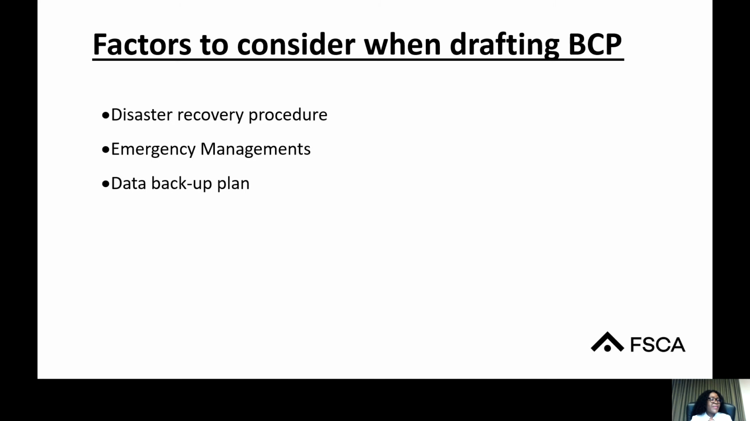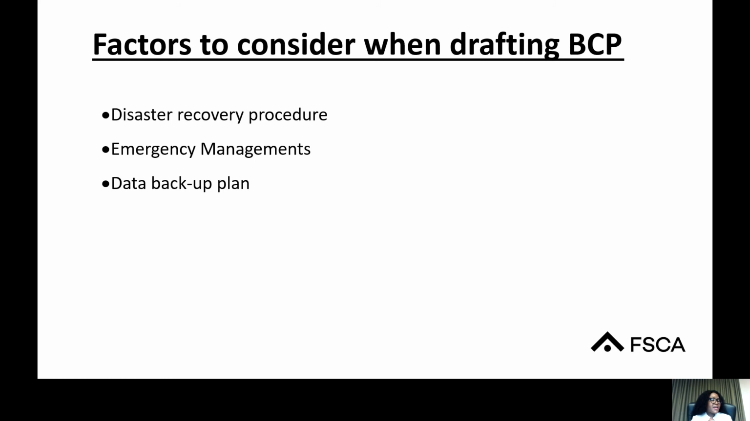And also emergency management, things like pandemics, COVID-19. Are there any set procedures to be followed in the event of an emergency? Let's say, for example, if one of your reps were to test positive for COVID, what is the process to be followed for the rest of the staff, and how will this affect your business continuity within the FSP as well? So all these are things that you need to consider when drafting your BCP.